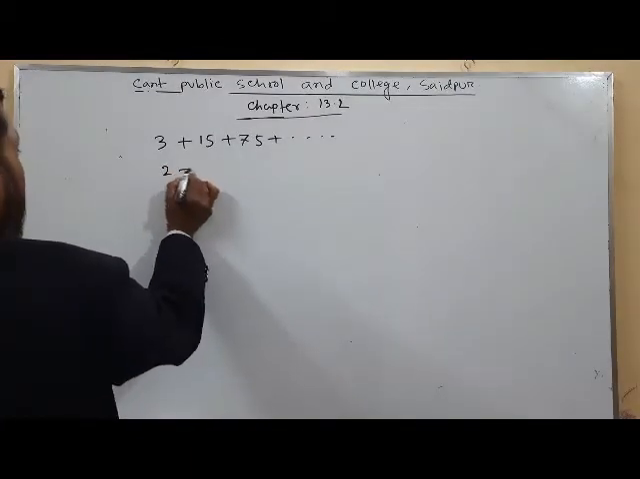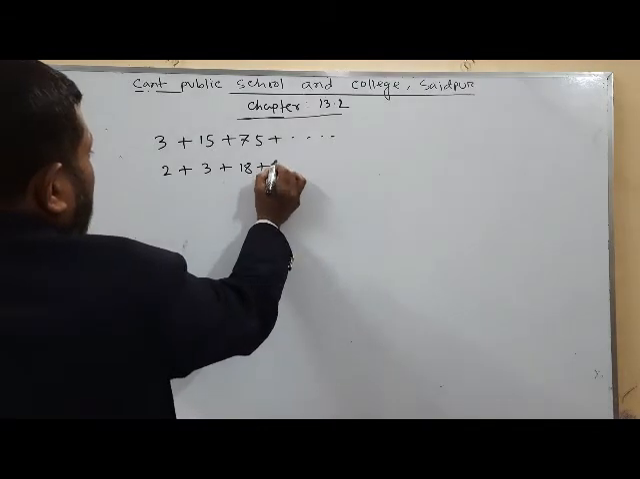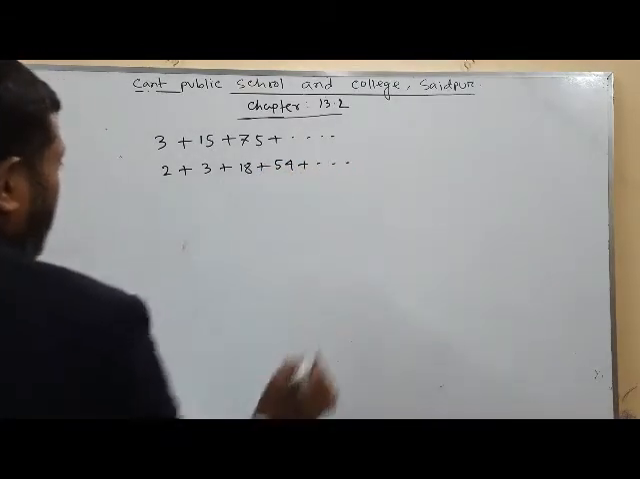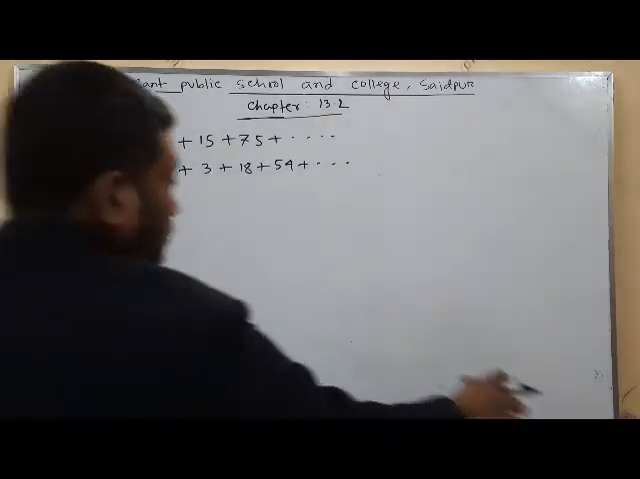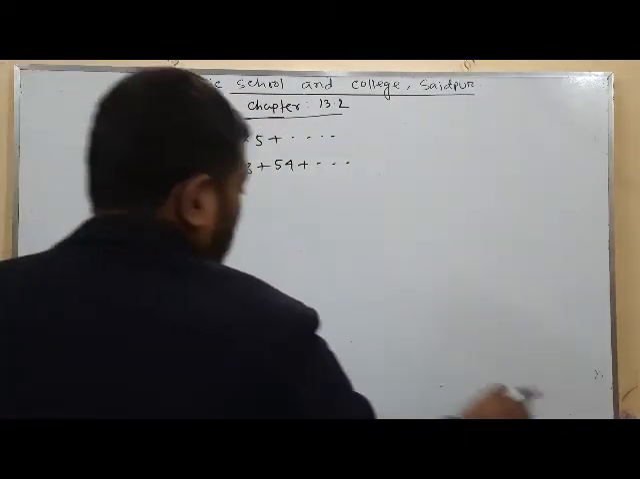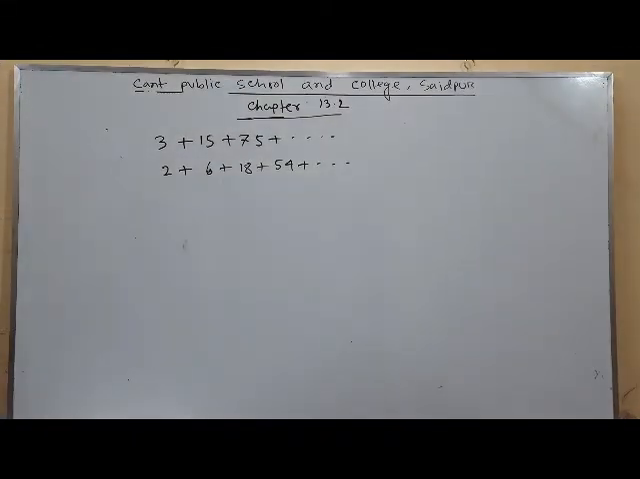If we write here 2, 6, 18, 54, this is also a geometric series. 6 divided by 2 is equal to 3, 18 divided by 6 is also 3, 54 divided by 18 is also 3. These two are examples of geometric series.